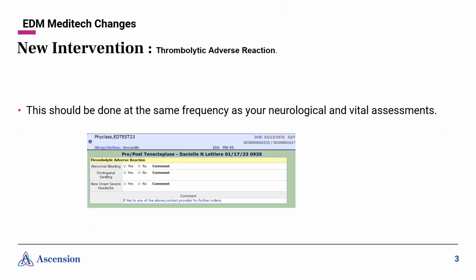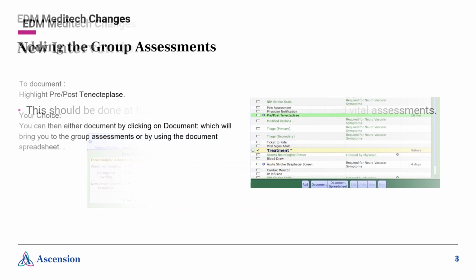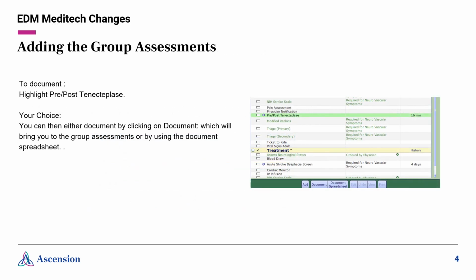Once this is added to your screen, you will see a listing of 5 different assessments. You will also see a new assessment, which is for thrombolytic adverse reaction. This needs to be documented at the same frequency as your neurological and vital assessments pre and post TNK. This again is just showing you, once you click Add and add that, you will then see up in your intervention list the pre-post tenecteplase added to your interventions.